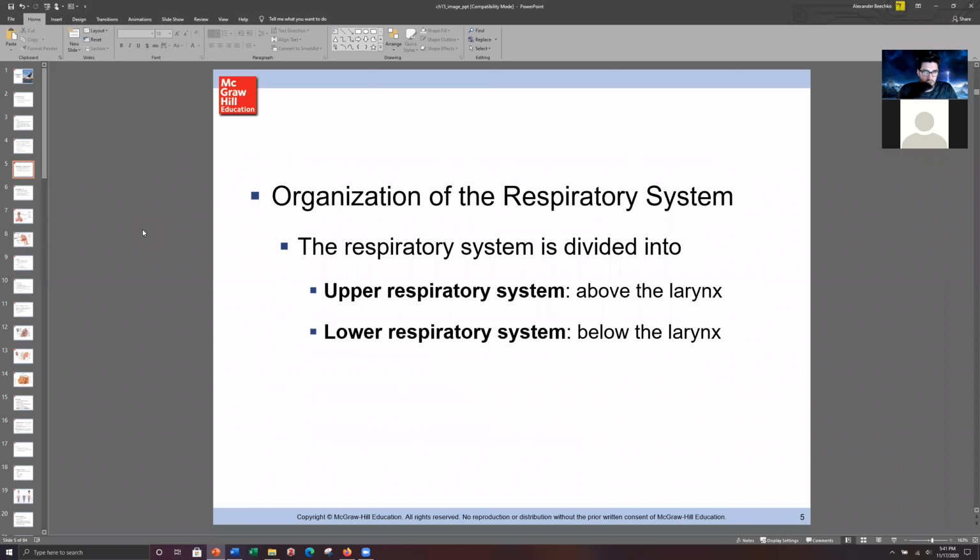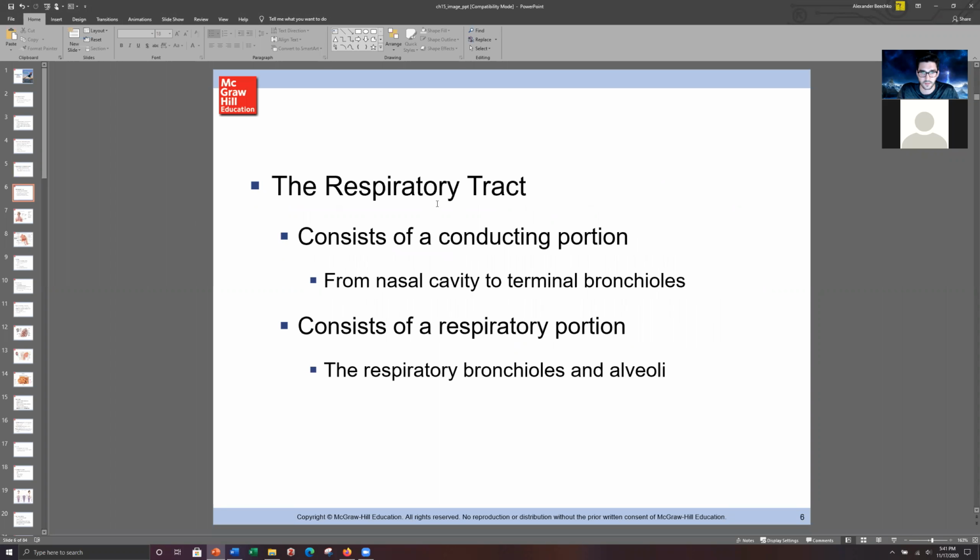All right, so as I mentioned before, we can typically divide the respiratory system into two different parts. We have the upper respiratory system, which is the area above the larynx, and then we have the lower respiratory system, which is everything below the larynx. Pretty much once you get into the trachea and then down into the bronchioles there. So we have the respiratory tract itself, which consists of a conducting portion from the nasal cavity to the terminal bronchioles, and it consists of a respiratory portion. We have the respiratory bronchioles and alveoli, right? So the conducting portion and respiratory portion, two separate components.